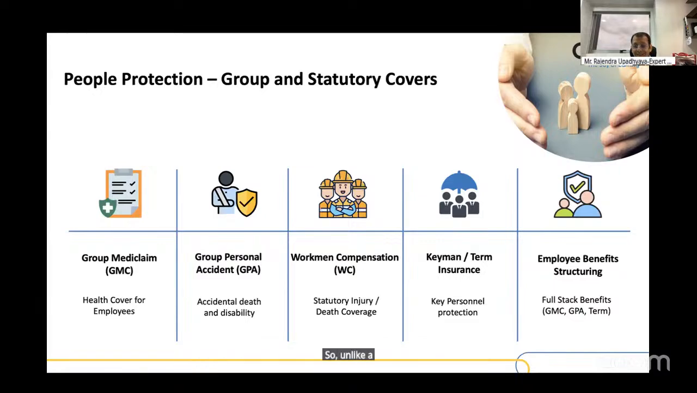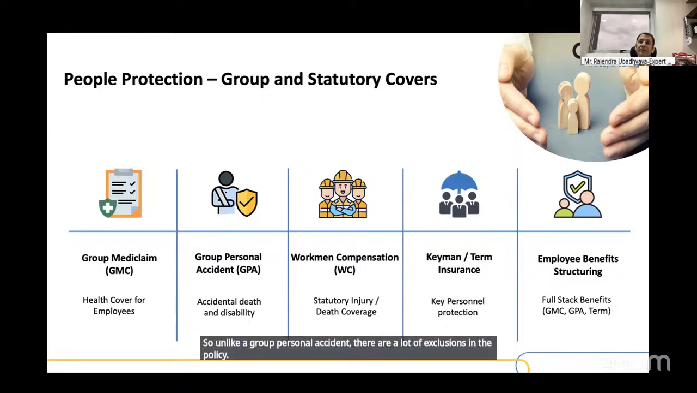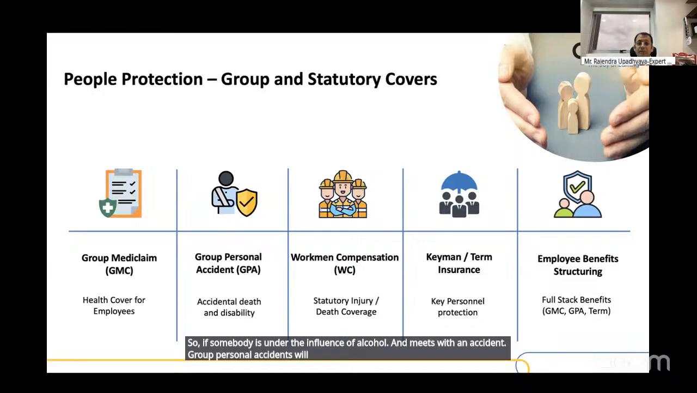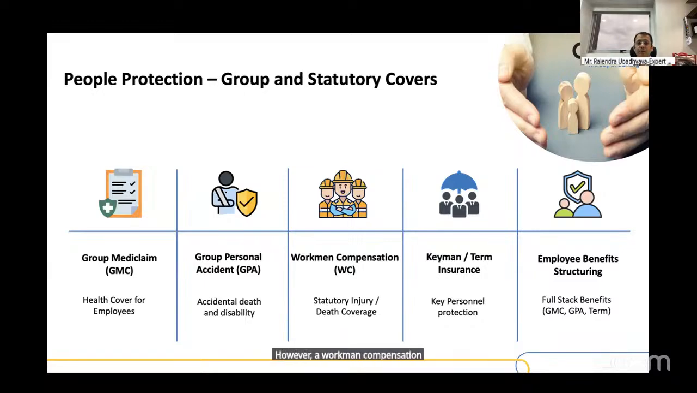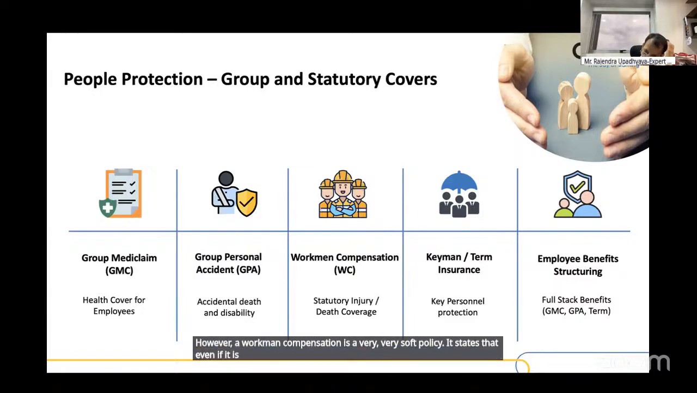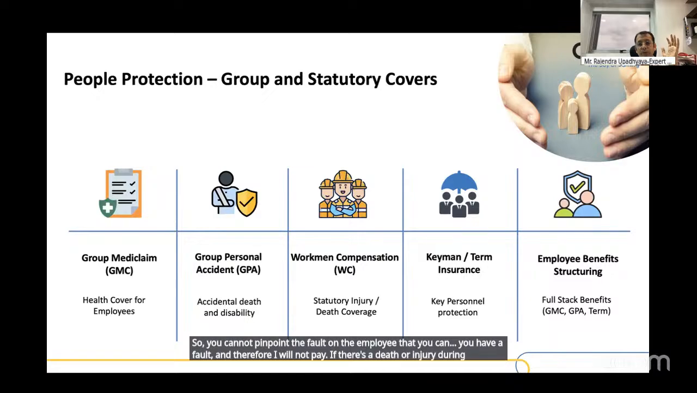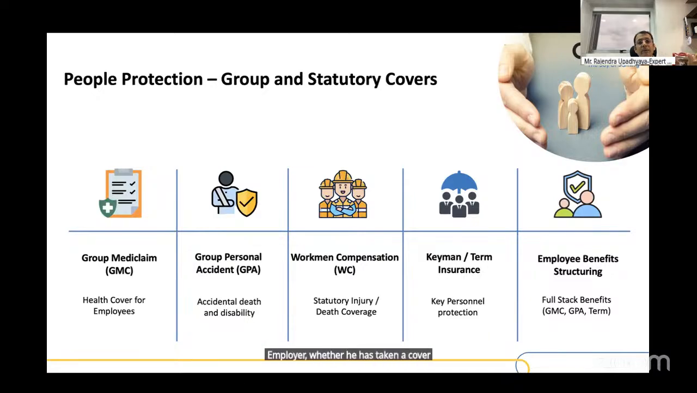Unlike a group personal accident policy, which has a lot of exclusions, take the example of somebody drinking and driving. If somebody is under the influence of alcohol and meets with an accident, group personal accident will straight away reject the claim. However, workman compensation is a very soft policy. Even if the person is under the influence of alcohol, the policy is payable because it's a no-fault liability policy. You cannot pinpoint the fault on the employee and say therefore I will not pay. If there is a death or injury during the course of work, the employer, whether he has taken a cover or not, is liable to pay whatever amount the labor code decides. Here this policy comes as a super protection for corporates if they have taken it. It comes very cheap.